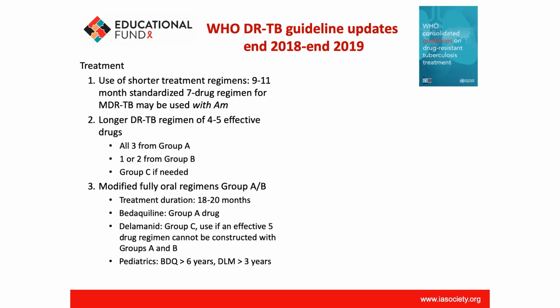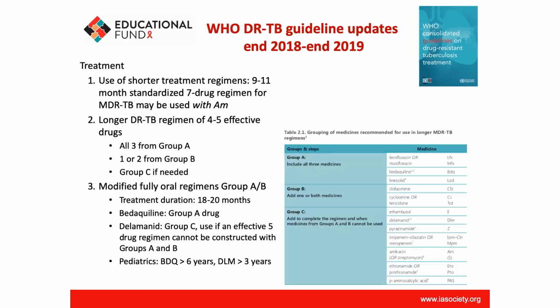This was due to a large meta-analysis that was done that showed that kanamycin and capreomycin actually showed lower rates of efficacy and higher rates of mortality. So they were recommended not to be used any longer for the treatment of drug-resistant TB. The drug groupings again shifted, and they're listed there on the right. And as you can see, Group A now includes medicines from different drug classes.